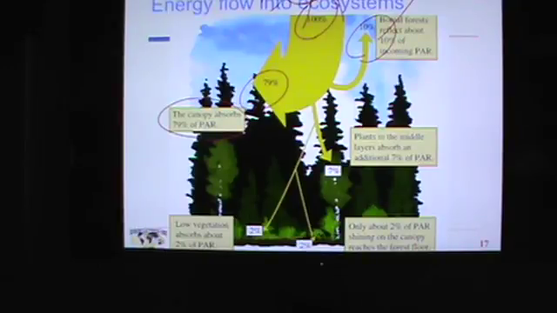Once again, we're just talking about photosynthetically active radiation, not the heat, not the other wavelengths. Plants in the middle layers absorb an additional 7%. Then you go down to the forest floor, the low vegetation takes another 2%, and then only about 2% of that sunlight, that photosynthetically active radiation shining on top of the canopy there, reaches that forest floor.